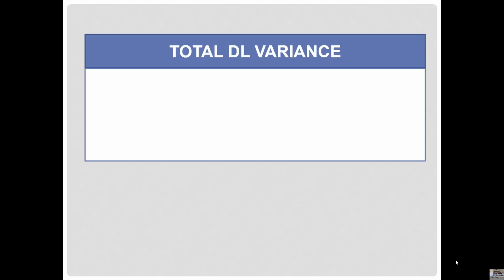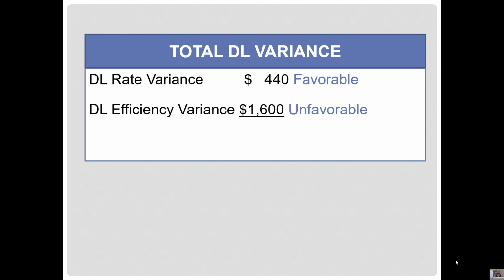Our total direct labor variance, if you look at what you've calculated, you'll recall that you had a rate variance of 440 favorable, an efficiency variance of 1,600 unfavorable. Because one is favorable and one is unfavorable, you will not add these together. You will net them out, and it comes to 1,160 unfavorable. It's unfavorable because the unfavorable variance exceeds the favorable.